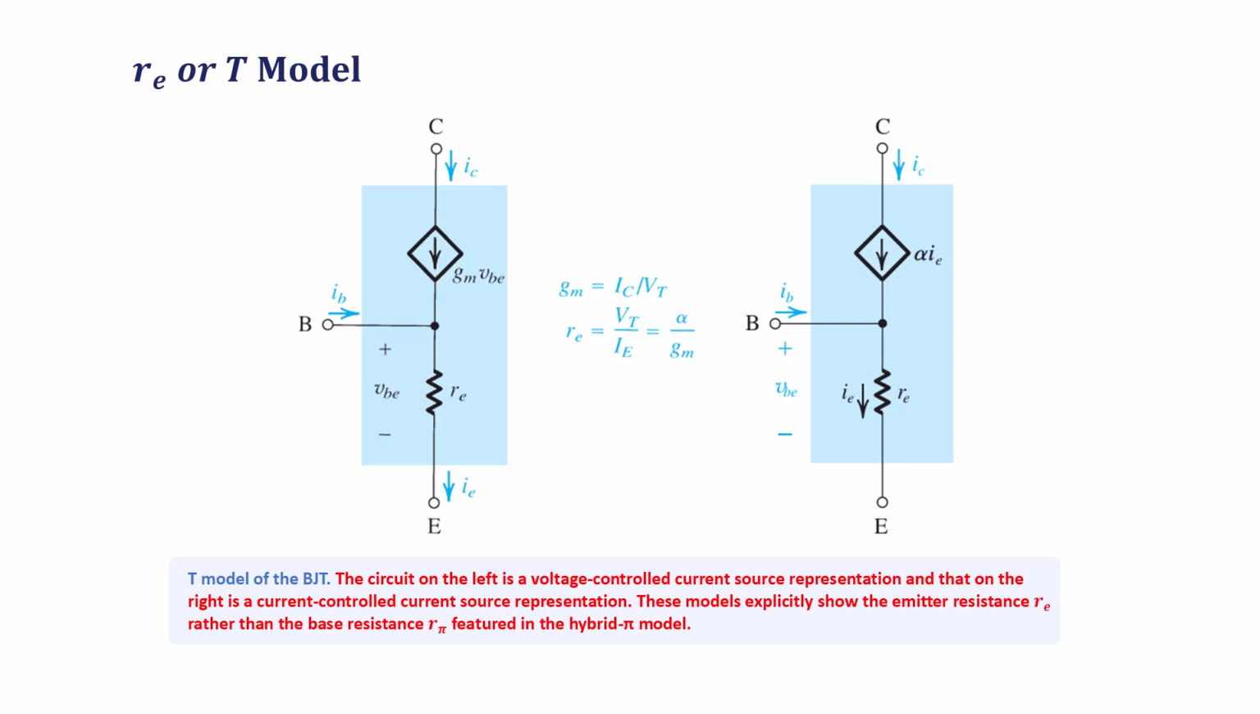This is the RE model or T model, an alternative to the hybrid Pi model that explicitly features the emitter resistance Re rather than the base resistance R-Pi. Again, there are two versions. On the left, a voltage controlled current source Gm times Vbe. On the right, a current controlled current source alpha times Ie. Re is defined as Vt over Ie, which also equals alpha over Gm. The T model is especially useful when you want to view the transistor input directly from the emitter.